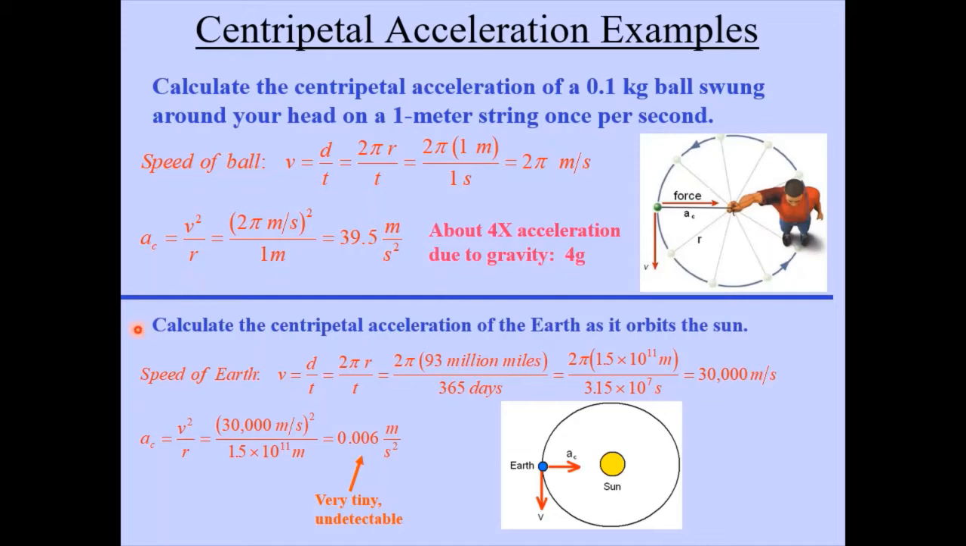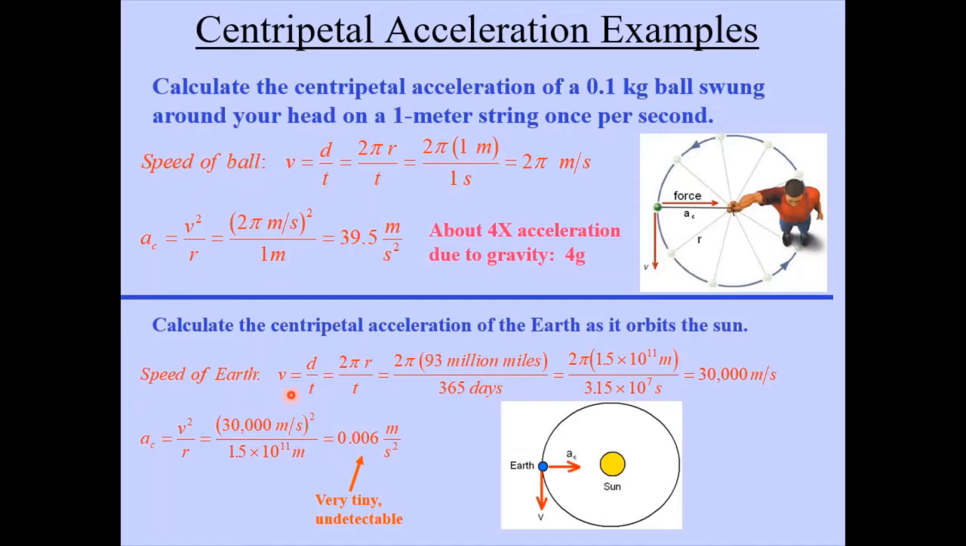Let's now do another example and calculate the centripetal acceleration of the Earth as it orbits the sun. As you know, the sun is in the center of our solar system, and the Earth revolves around the sun, and of course it takes a full year for the Earth to go around the sun once. That's how we define a year. So again, in order to calculate the centripetal acceleration, we need to know v and we need to know r. So let's calculate the speed of the Earth first.